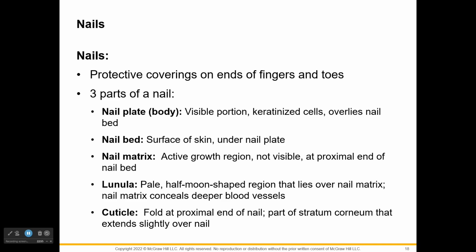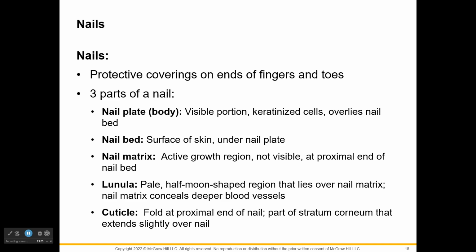That's why it's hard, it's waterproof, and it's most superficial. The nail bed is the surface of the skin found under that nail plate, and so that's where the nail plate lies on the bed. The nail matrix is actually where the nail is growing from, and you can't see it, but it's at the proximal end of your nail bed, so it's towards the cuticle, okay? Think about what proximal means, closer to attachment.